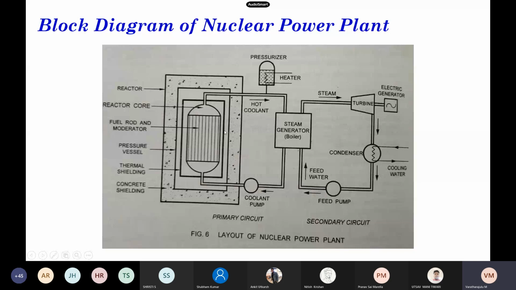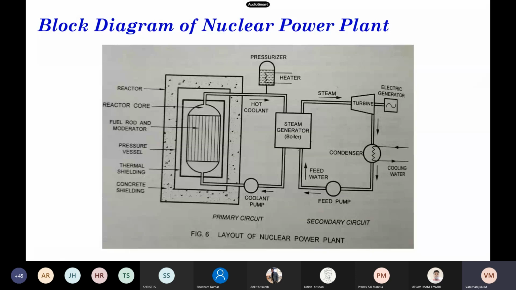The exhaust steam from the turbine is then recirculated in order to get converted into steam and rotate the turbine. The exhaust steam from the turbine is circulated back to the steam generator using the feed pump, after condensation in the condenser. And we have the pressurizer.